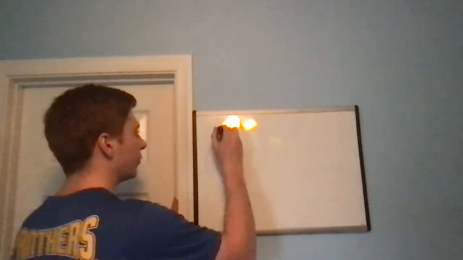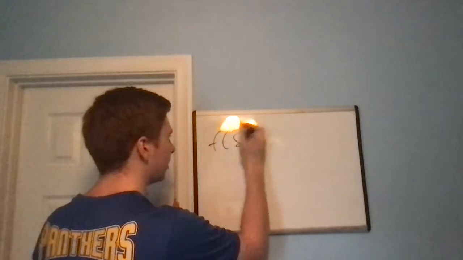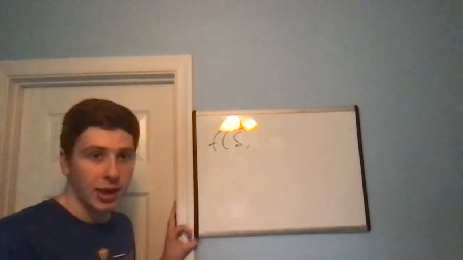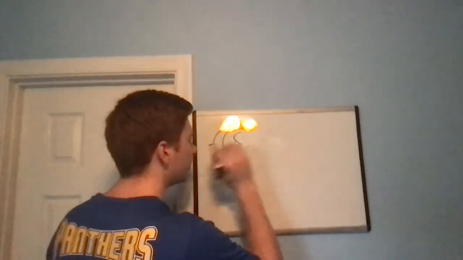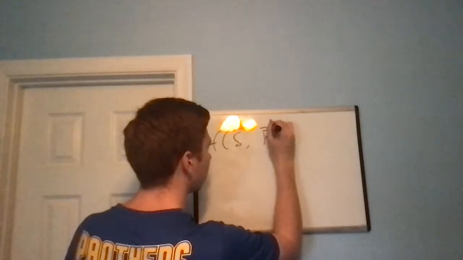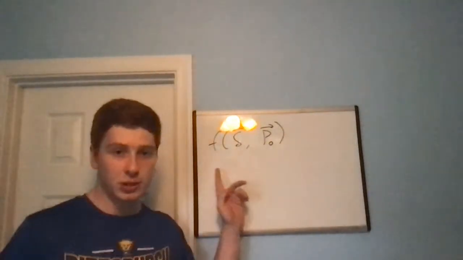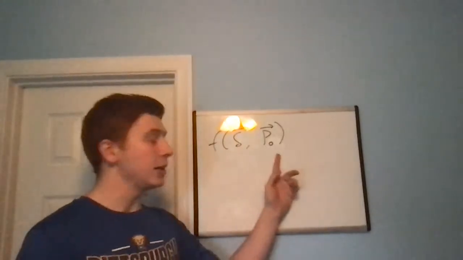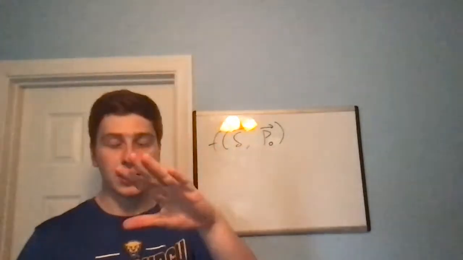So let's say, wait, what did I do? Oh yeah, so let's say you define f of delta, comma, p naught, where delta is a vector, as the expected number of moves it'll take, given that you're using the vector delta, and p naught, you're using some vector p naught.